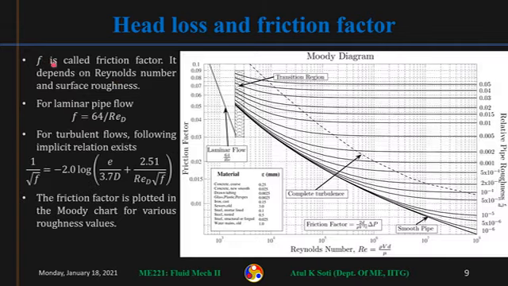So what we saw was that the head loss in a pipe flow in general is hf is equal to this small f times L by D times V squared by 2g, where V is the average velocity inside the pipe, and this f is called the friction factor. This function f has been given a special name, the friction factor. And what we saw in the previous slide is that it is a function of surface roughness and Reynolds number.